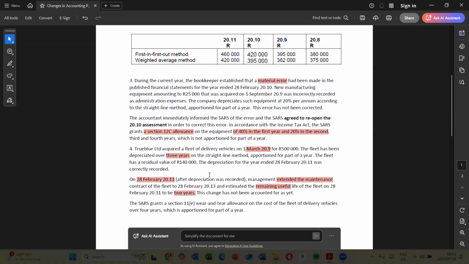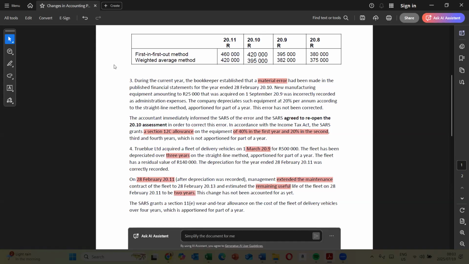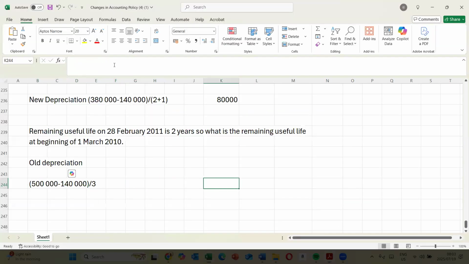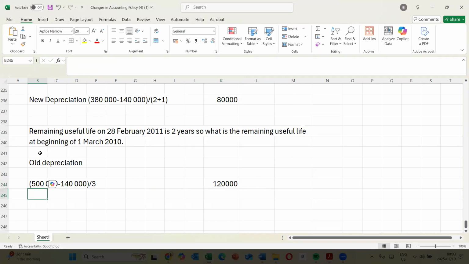They're using the straight line method. So you're just going to take the original cost minus residual value, then divide it by the 3. So it's based on the original information that we had there. So it'll be 500,000 minus 114 divided by 3. So it takes them to 120,000. So old depreciation is based on initial information before the change.